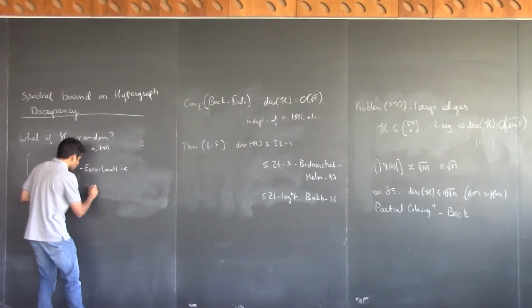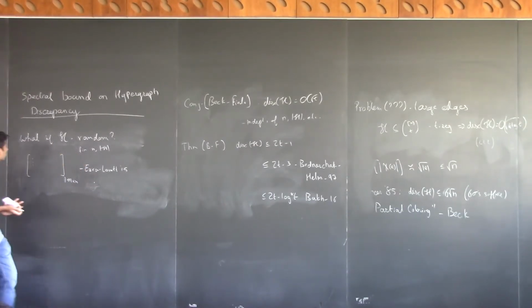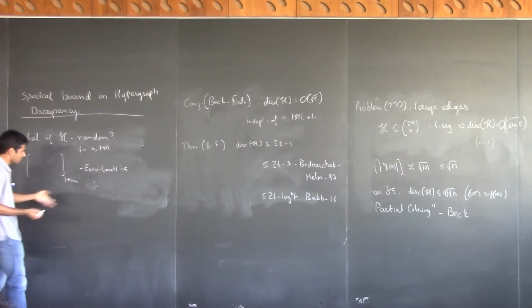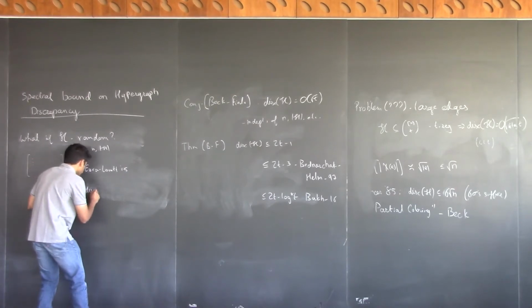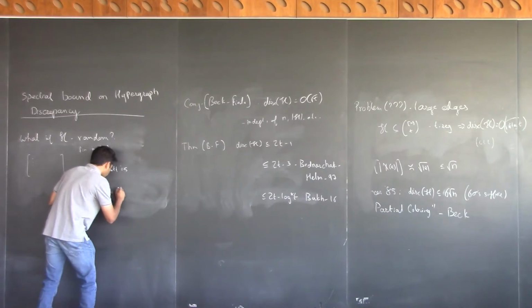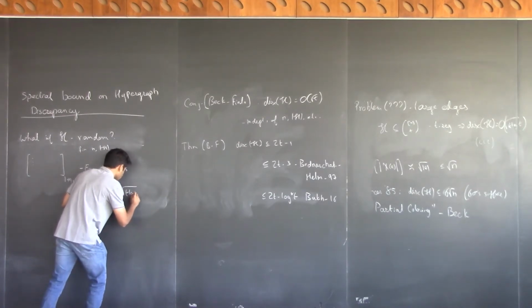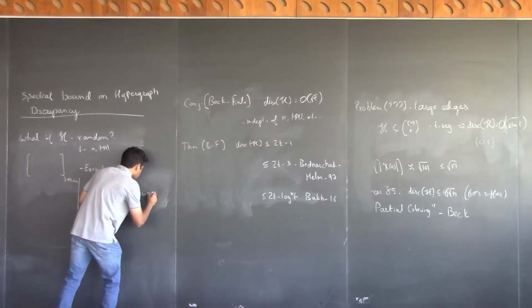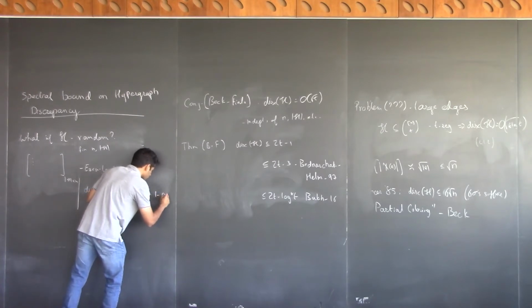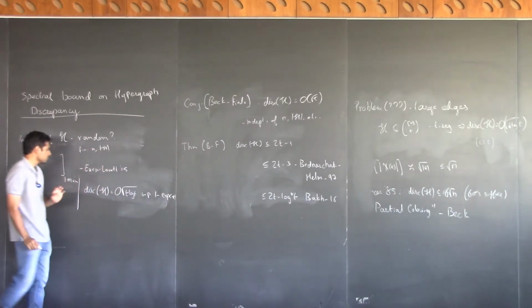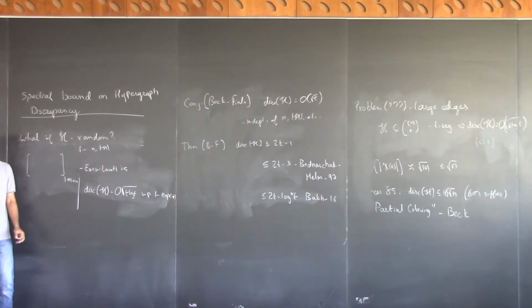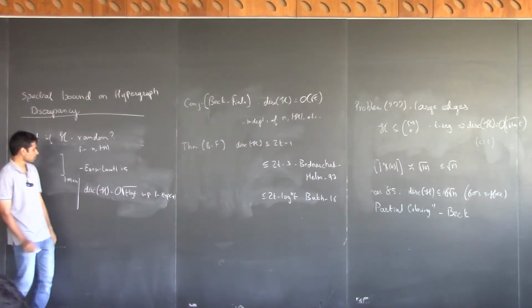They showed that, of course, here you want the typical behavior of these hypergraphs, because otherwise nothing makes sense. So the discrepancy, with probability 1 minus, say, exponential minus t. Okay. So is this clear? Yeah.